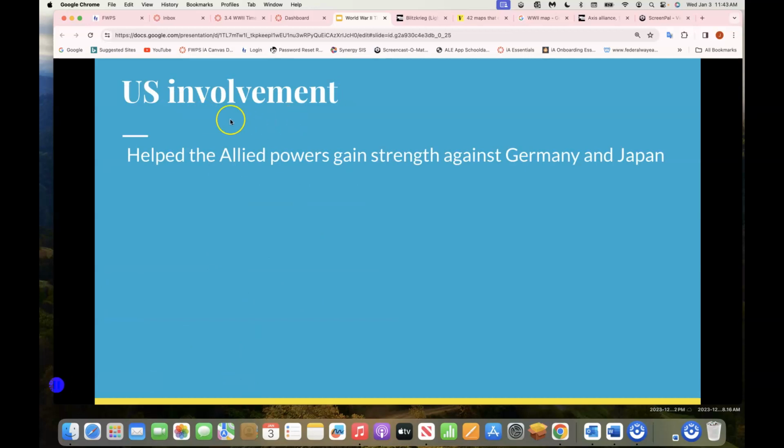Okay, this is titled U.S. involvement. It reads, helped the Allied powers gain strength against Germany and Japan. U.S. involvement in World War II helps to strengthen. So let's go back to one of our vocabulary terms, which is power, right? Helps to strengthen the Allies against Germany and Japan, the Axis. There were more than 16 million American troops sent overseas to help fight in World War II.